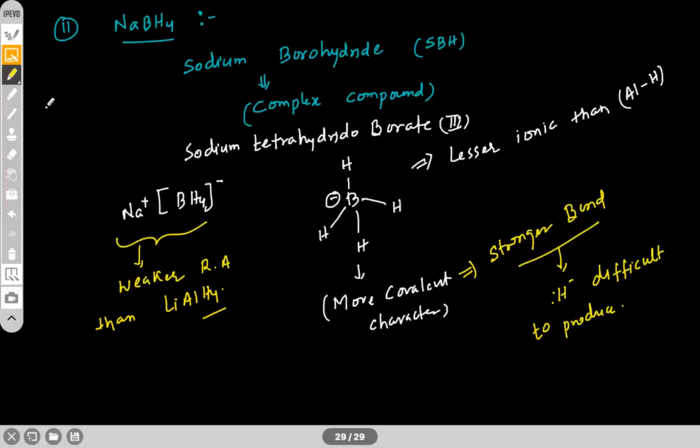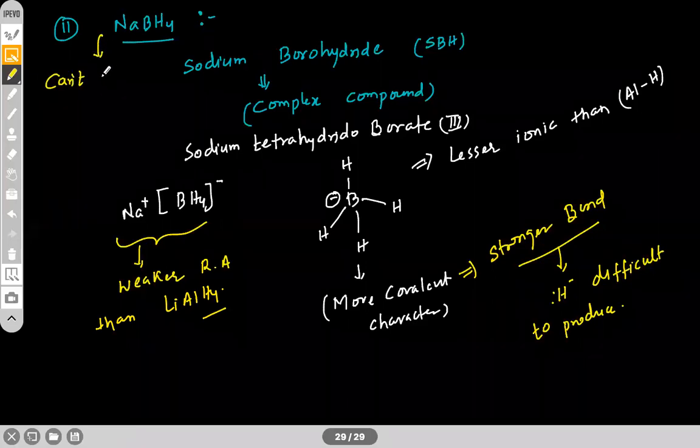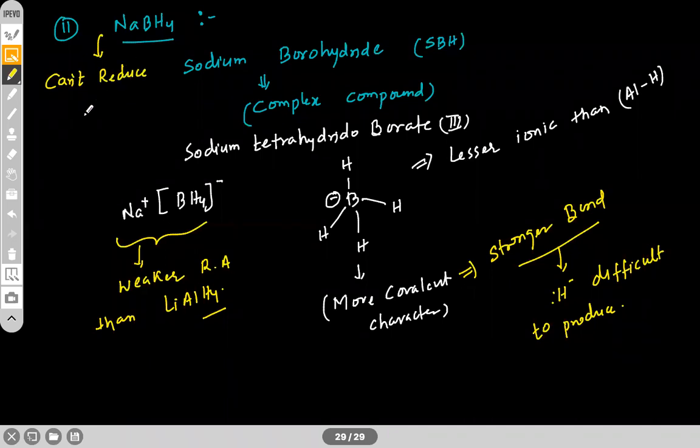Okay, one more point here. This NaBH4 can't reduce ester. This is important. NaBH4 can't reduce ester because it is a weaker reducing agent than LiAlH4. Now, based on these two, LiAlH4 and NaBH4, sometimes they ask you to compare the rate of reaction.